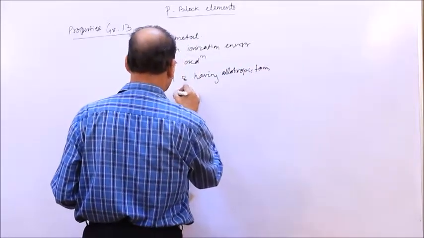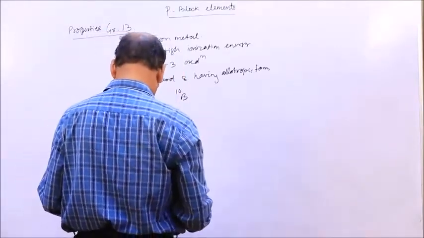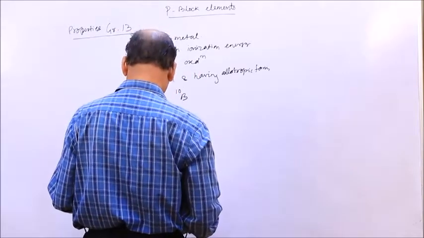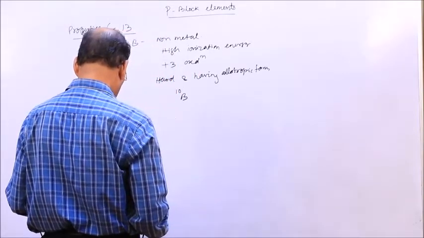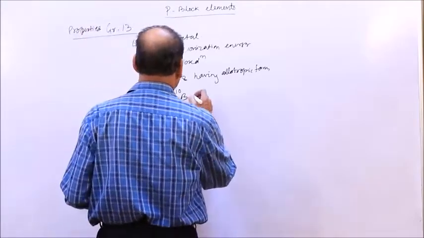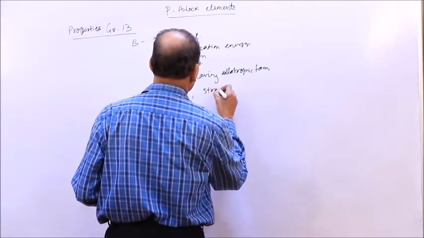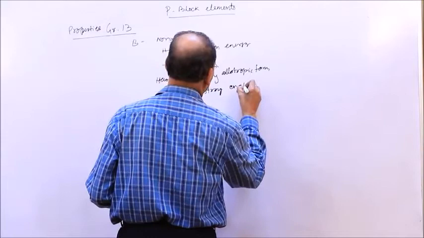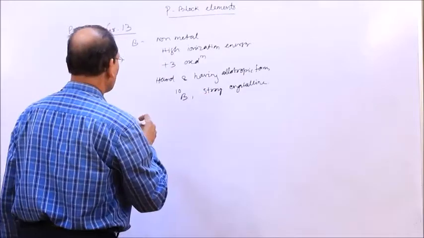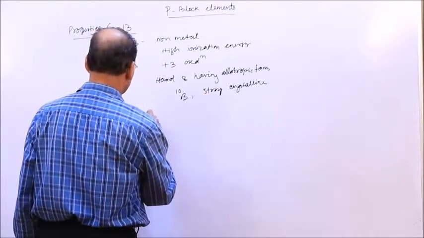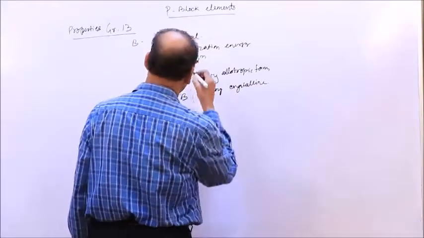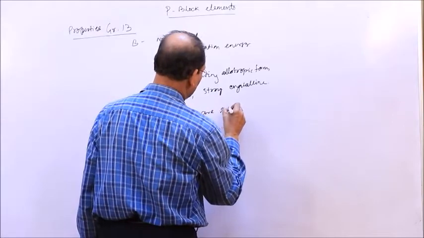Boron-10 is also available. Boron has a strong crystalline structure, and the other elements have metallic properties and are soft. The other elements, excluding boron, are soft metals.